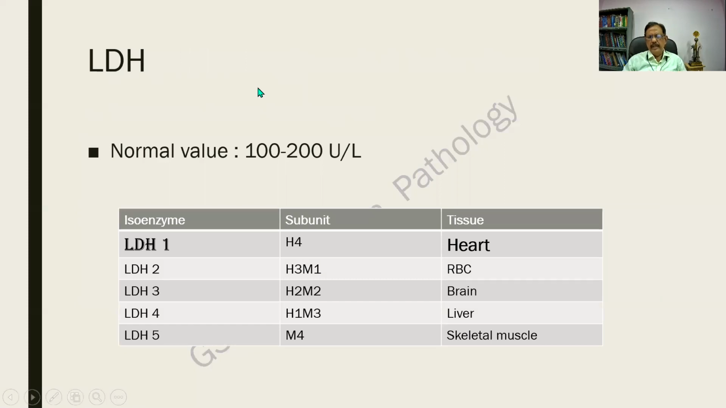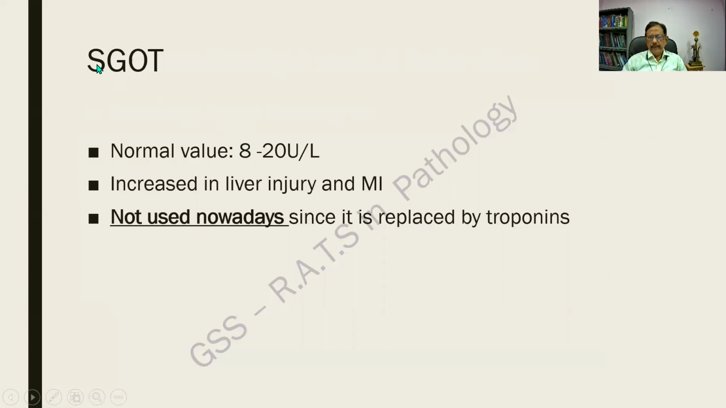Lactate dehydrogenase, earlier it was very useful. Of these, again, there are 5 isoenzymes, LDH1 up to 5. And LDH1 is supposed to be the isoenzyme which is increased in myocardial infarction. So please know the normal values are here, and when it is raised beyond 200, it is significant. SGOT was used long back, but not nowadays. It is not indicative and it is being replaced by the troponins. But still we will mention it in our answers for the sake of completion.